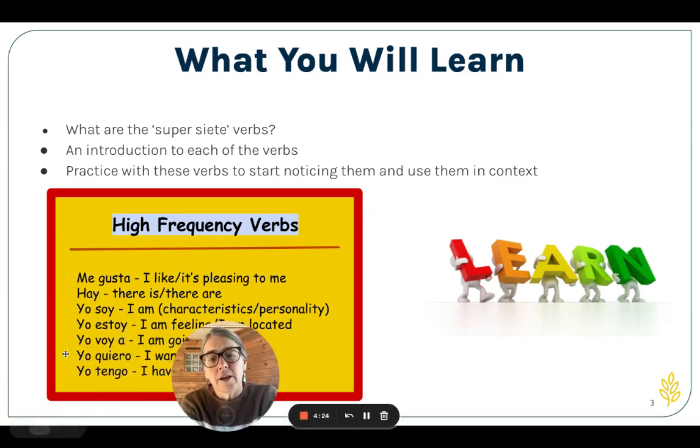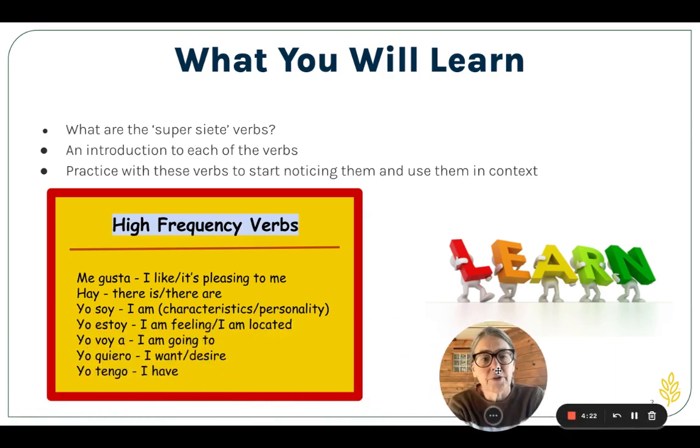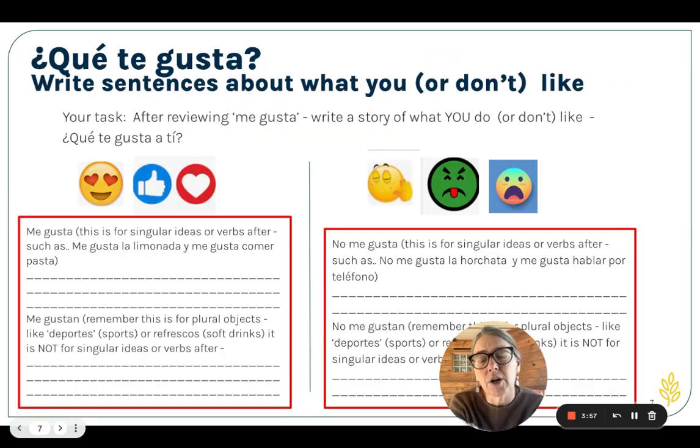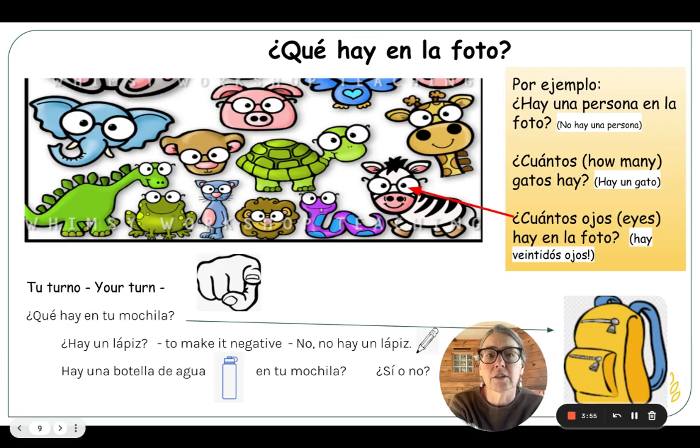So we're in a process of learning about the 7 high frequency verbs that are very common, and the idea is to start noticing them. Part 1, we worked on the verb me gusta, and secondarily we worked on the verb I. So see part 1 for more information on that. Part 2, we're going to continue with yo soy, yo estoy in particular. So we're going to continue on, and we are here.